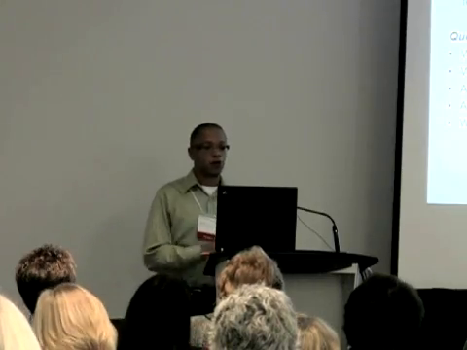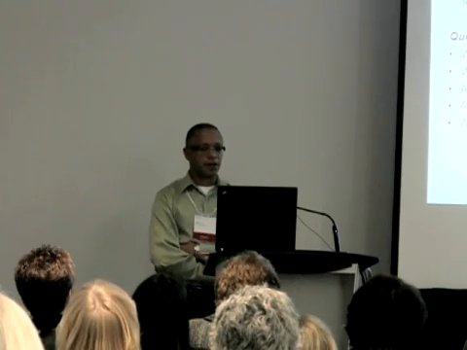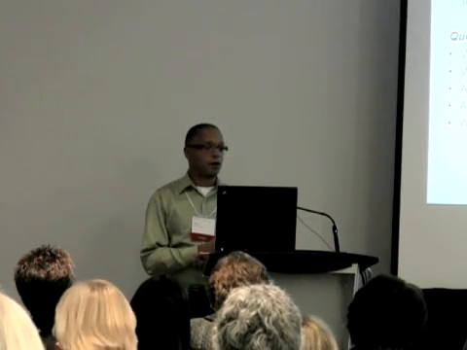So when I see accounts receivable, there are lots of questions I would ask. One, what's included in accounts receivable? If there was $1 million in accounts receivable, I would want to know why. Secondly, I want to know, has the money come in, or when is it expected to be paid? Because if I see the financial statements in June, and the year end was March 31st, I would have expected that money to come in by now. 3 months later, the money should have come in. So that's one of the questions I would ask. If I see a lot of money in there, first thing is, have we received the money? And if not, why?